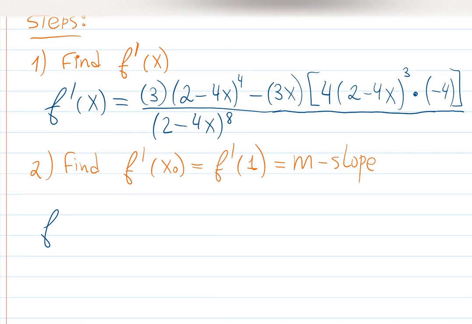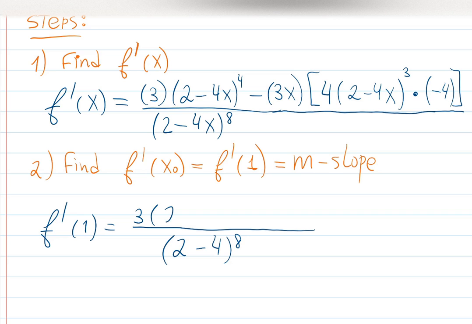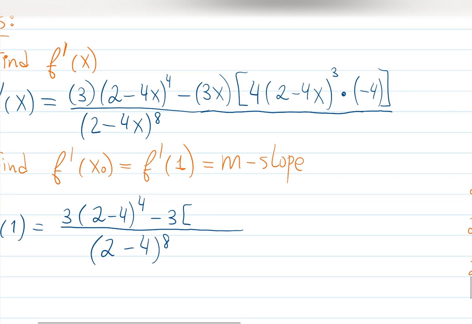Let's do it. f prime at 1 is: the denominator becomes (2 minus 4) to the 8. The top will be 3 times (2 minus 4) to the 4, minus 3, brackets, 4, (2 minus 4) cubed, times negative 4. Close the brackets.